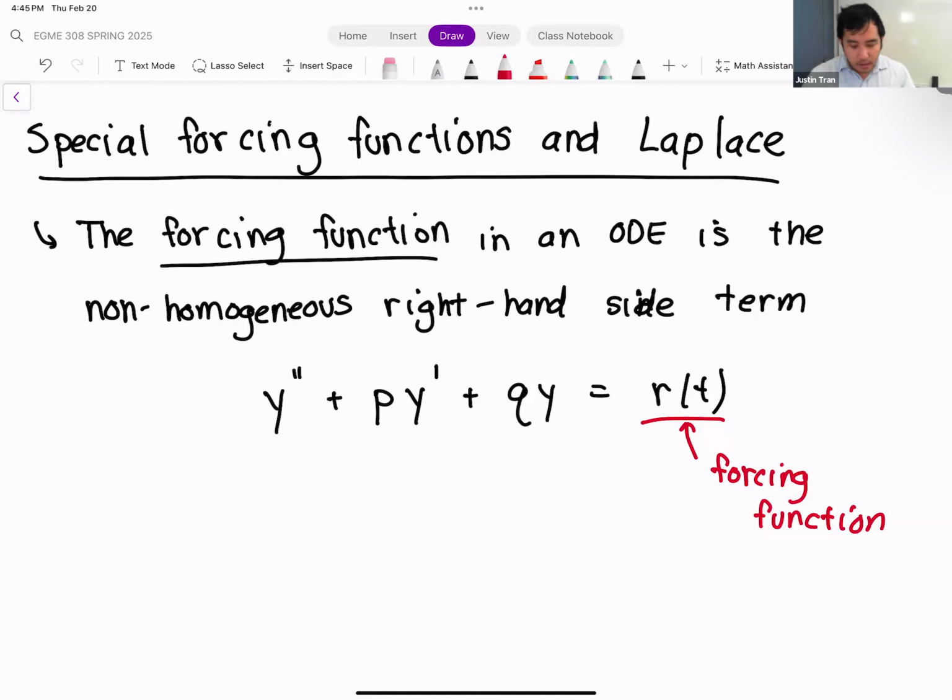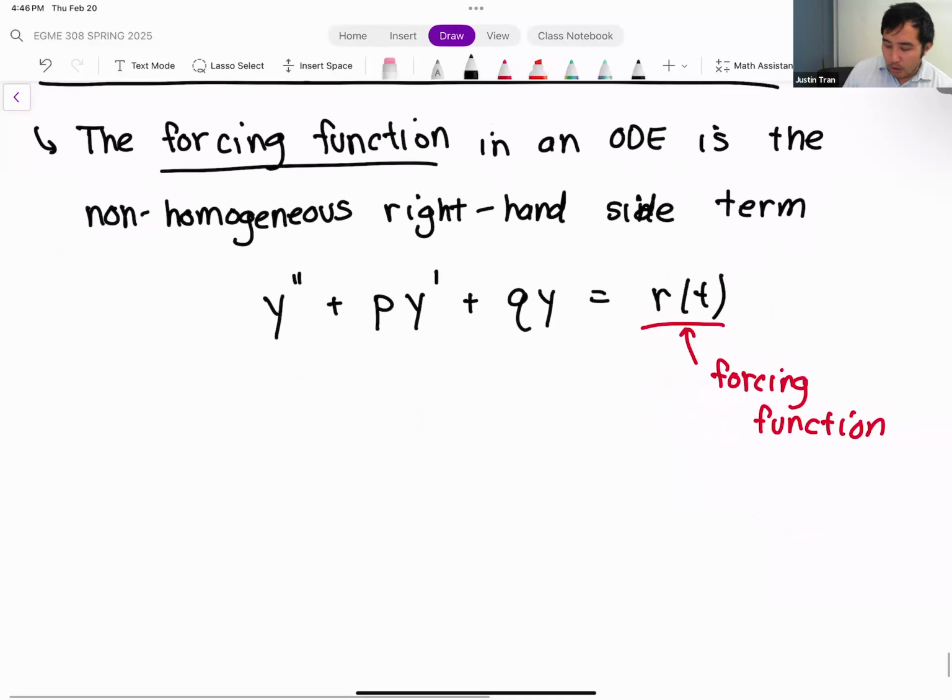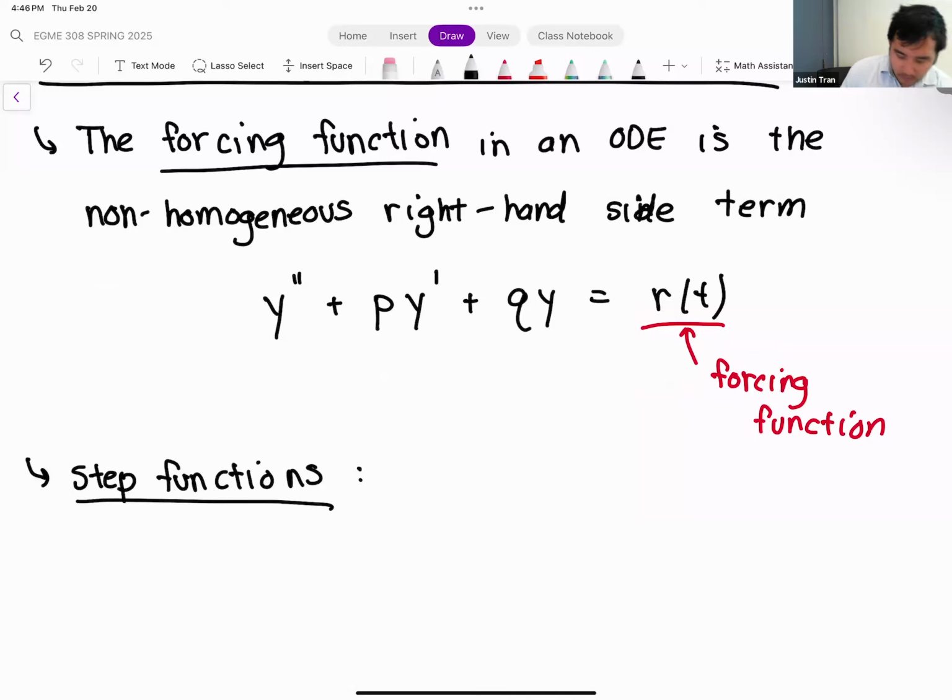Now, the unique thing about Laplace transforms is that it gives us a way to deal with special forms of this forcing function. So the first form of the forcing function that we're going to look at are what are called step functions. Step functions are special functions that are used to model behavior that can be turned on or off. So there's a binary kind of behavior to these things.